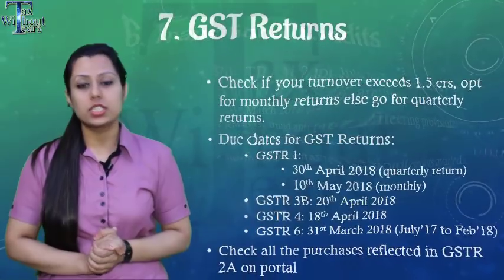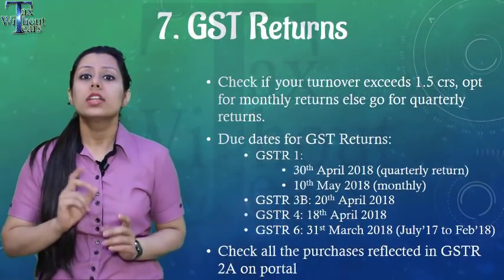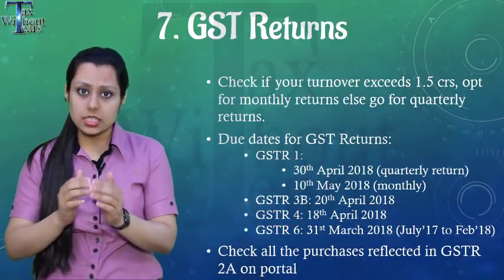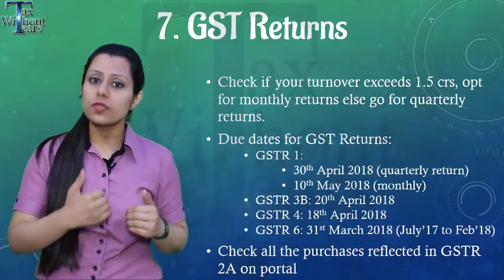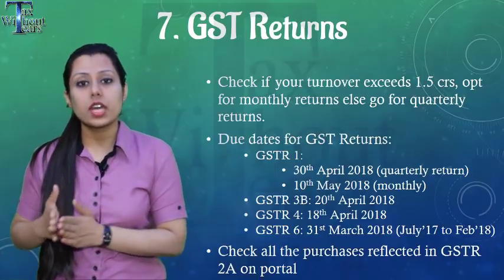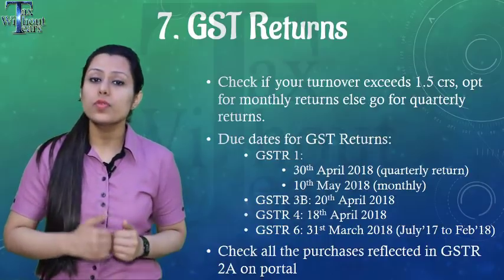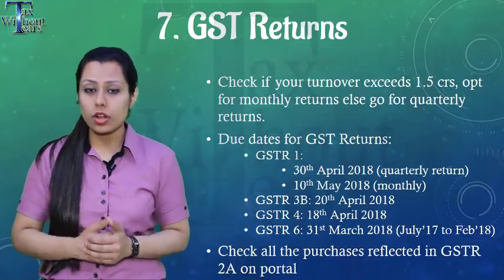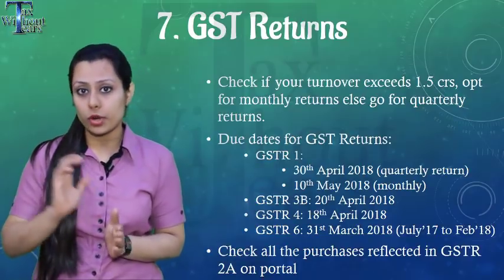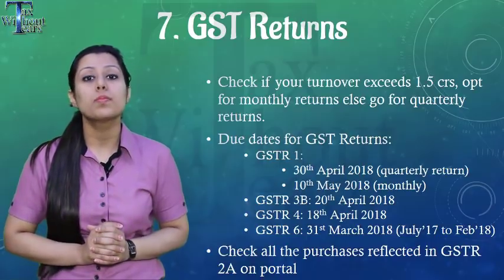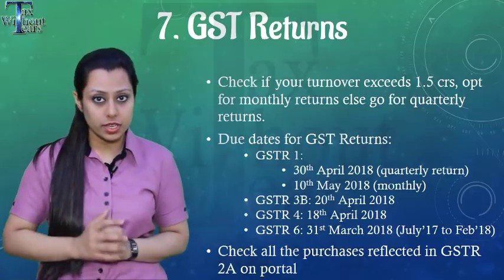Now the seventh point is GST returns. GST returns, that is GSTR 1, 3B, 4 and 6. These are the major returns. First of all, we need to check whether for the current financial year, that is the financial year ending on 31st March 2018, our turnover is exceeding 1.5 crore, or in the next financial year, if we are expecting to exceed the limit of 1.5 crore, then in that case make sure that you have opted for monthly GSTR filing instead of quarterly filing.